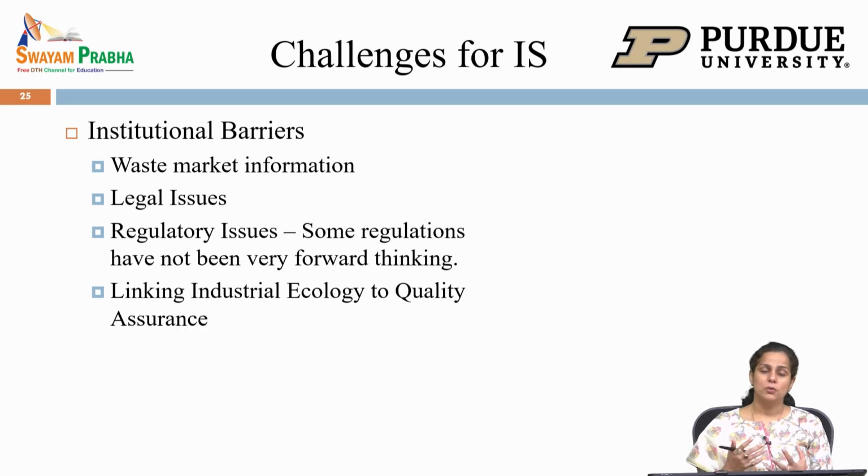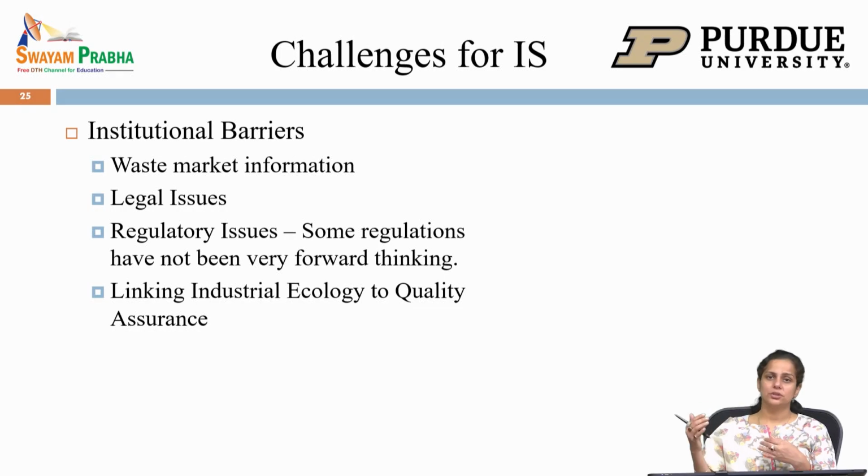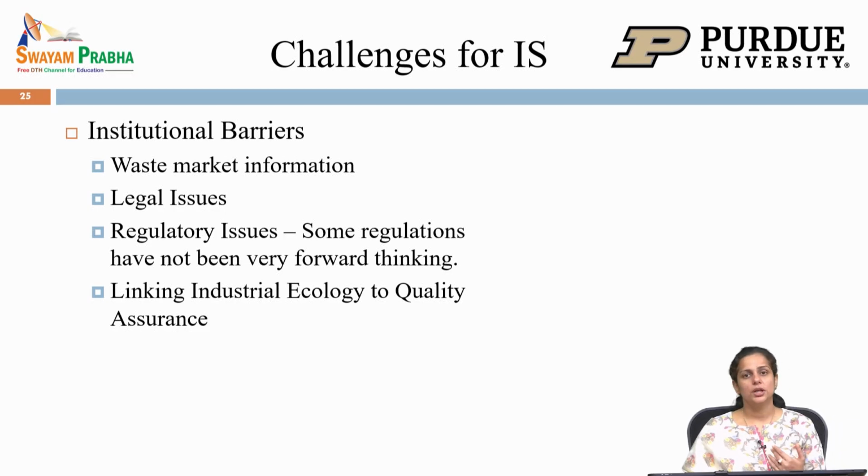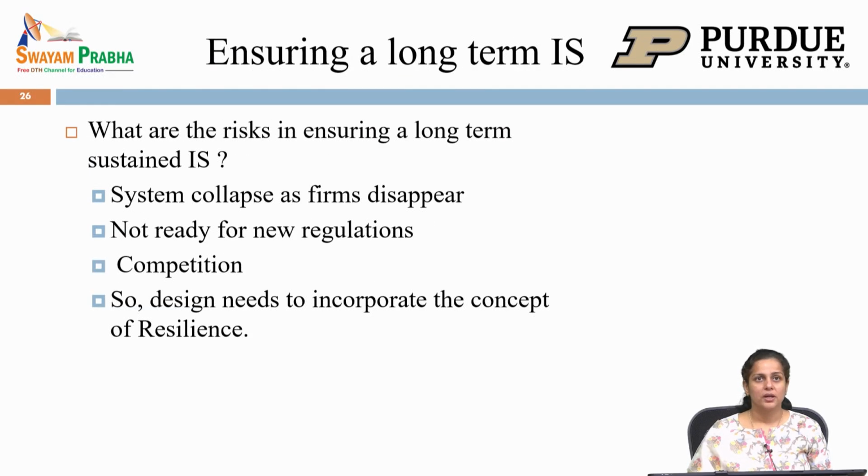So, here what we need to know is that really understanding how industrial ecology concepts of looking at the whole macro scale and designing by understanding the cost and environmental benefit of those synergies, how do we understand, link it to quality assurance as well. So, that may involve including the cost of quality assurance for production. So, for ensuring a long term industrial symbiosis, there are risks associated.